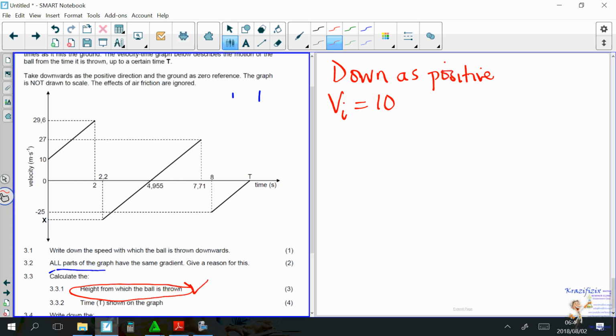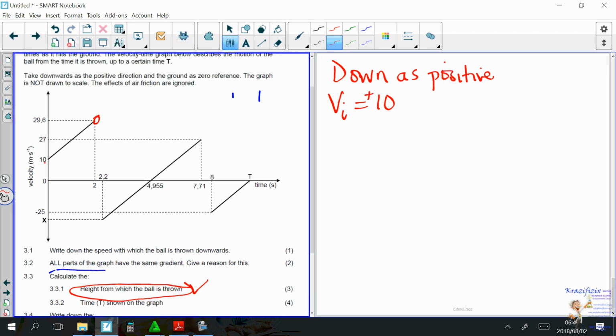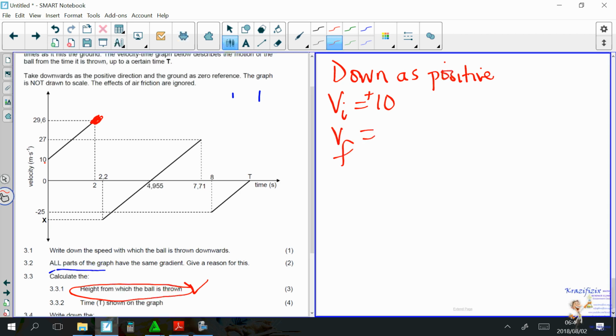The question says the height from which the ball was thrown. All right. Down, v is positive 10. Okay, vector quantity. What do you know? It reaches the ground. Final velocity now is what? 29,6. Again, it's positive because it's going down. Remember the graph we had. The graph we had looked like this. I'll just do the first section.